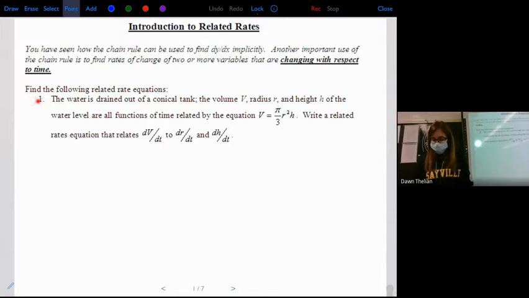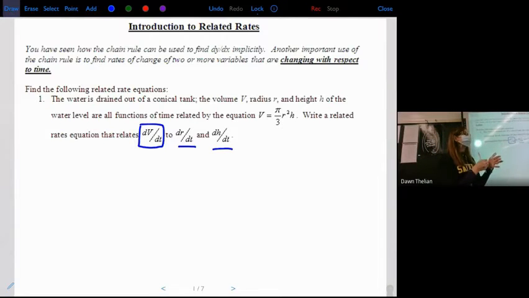It says find the following related rates equations. The water is drained out of a conical tank. The volume V, radius r, and height h of the water level are all functions of time related by the equation, and it gives us the volume formula for the cone, the conical tank. Write a related rates equation that relates dV dt to dr dt and dh dt.